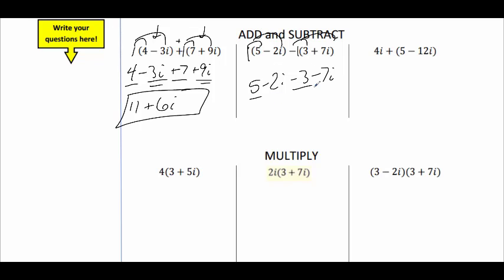Combine terms. 5 minus 3, 2. Negative 2 minus 7, negative 9i. Boom, right there. Try the last one.